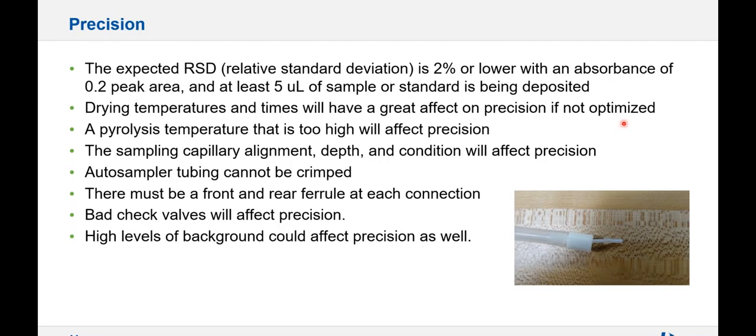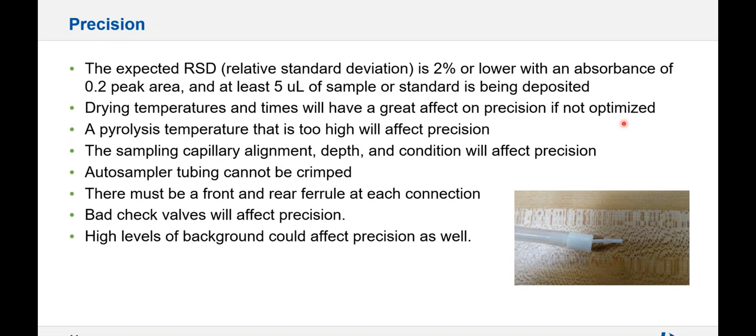Precision is very important in furnace, and you should always be running replicates with furnace, typically 3 replicates. So the precision you should expect would be 2% or lower, with an absorbance of about 0.2 peak area, and with at least 5 microliters of sample or standard. Less than 5 microliters, you will not have the same accuracy and precision. So generally, you always want to dispense at least 5 microliters.